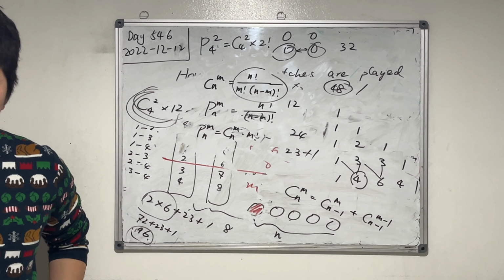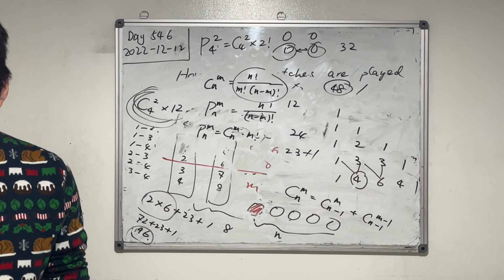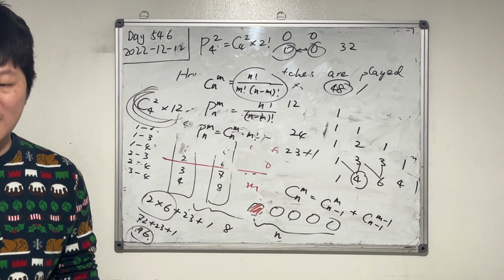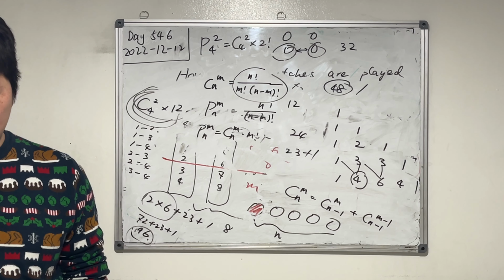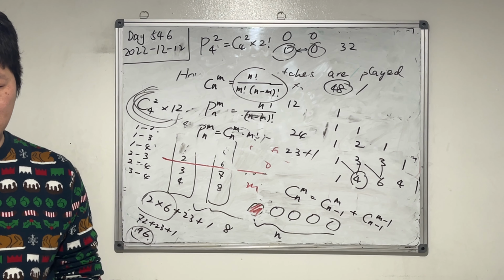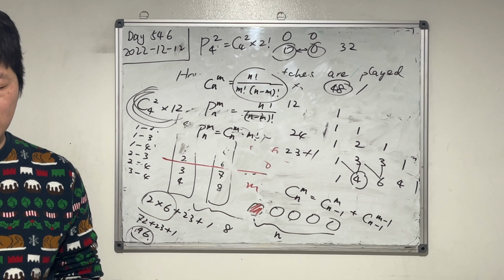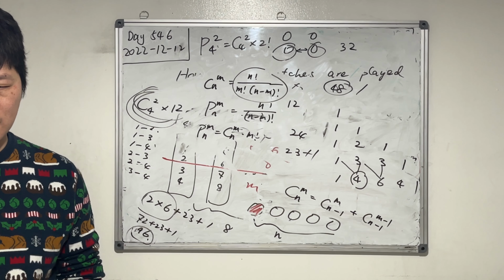How many matches are there in the World Cup? C(4, 2). What's the answer? 64. Okay, so how do we get 64? We take C(4, 2) times the number of teams divided by 4, which is 8.